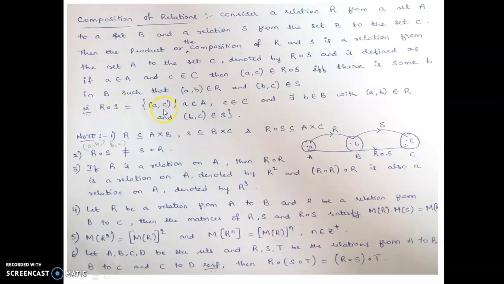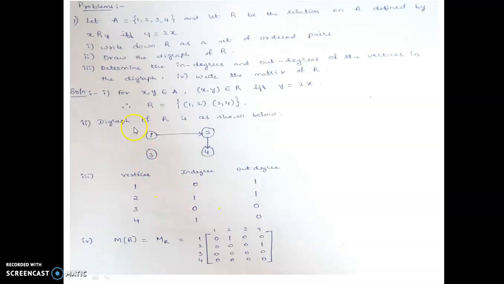R o S is nothing but the set of (a, c) where a belongs to set A, c belongs to set C, such that there exists b belonging to B with (a, b) belonging to R and (b, c) belonging to S. We'll see in the example what a R b and b S c mean and how you calculate R o S. And we'll have a problem, and we'll see how this problem is solved.